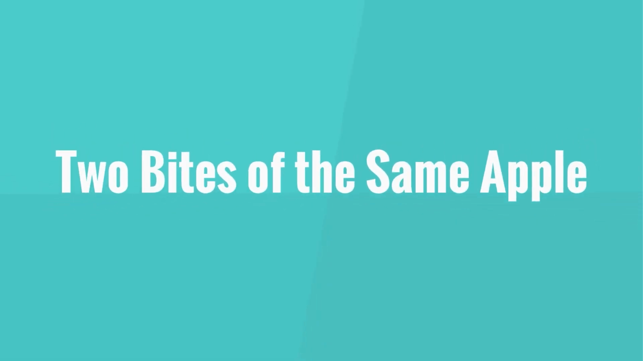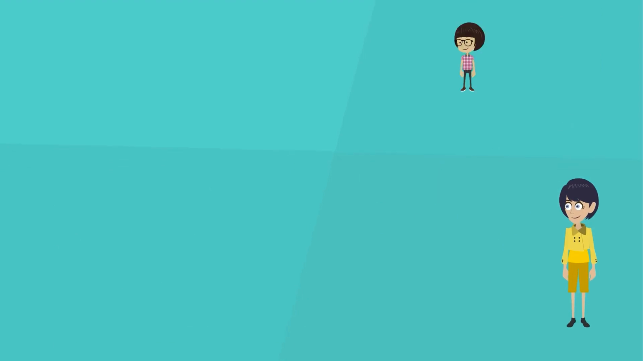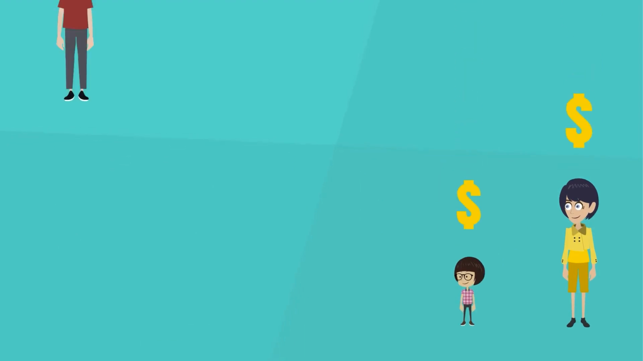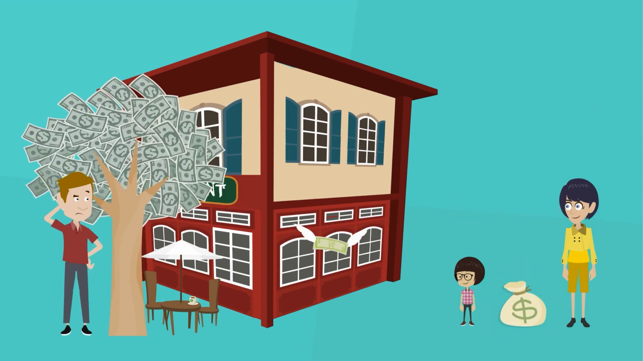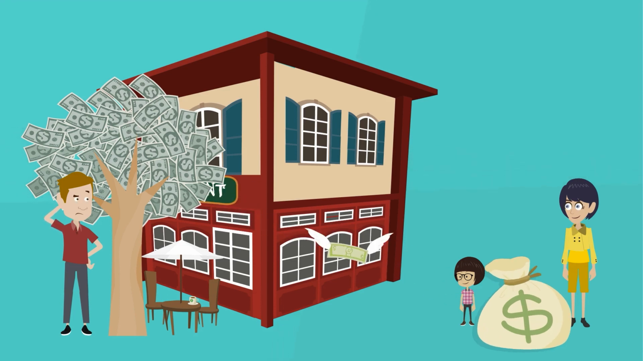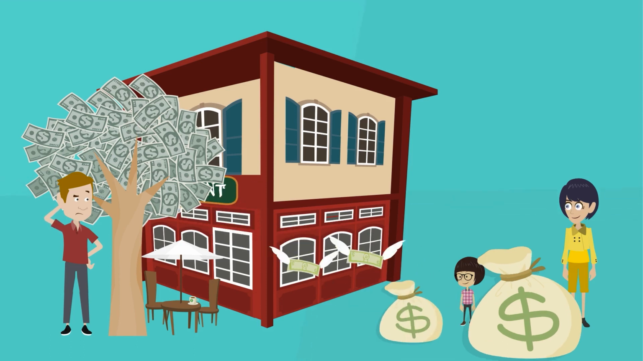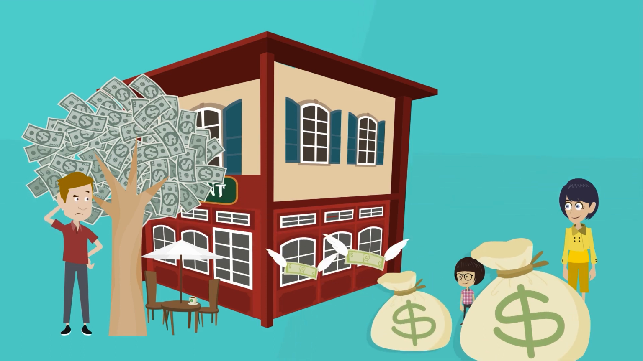Two bites of the same apple. 1. Child and spouse support is based on the owner's operating business income. 2. However, the owner operating spouse may have to pay the other spouse one-half of the value of the business while having to pay the other spouse child and spouse support based on the same income stream used to evaluate the business.